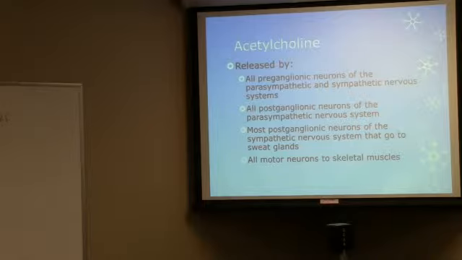More about acetylcholine, where it's released and what it does. Preganglion neurons of the parasympathetic nervous system and sympathetic nervous system. These are just different areas where this acetylcholine is going to be released.